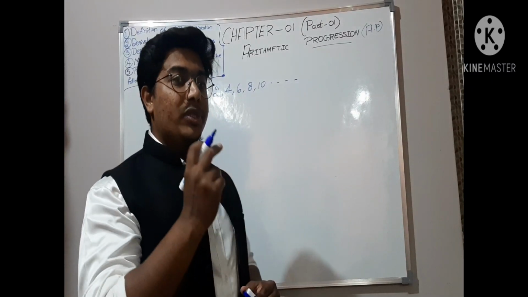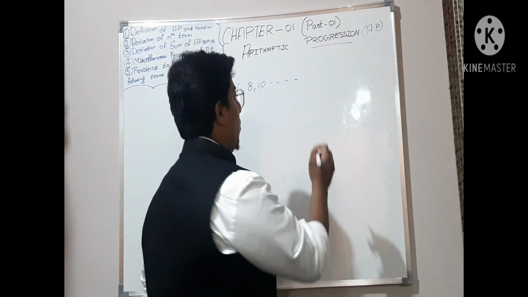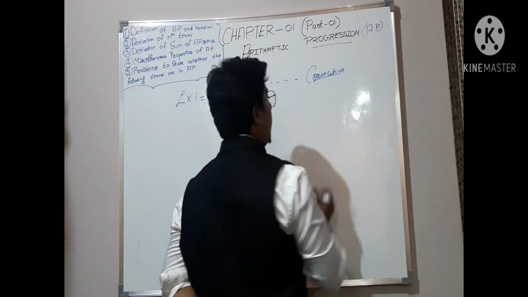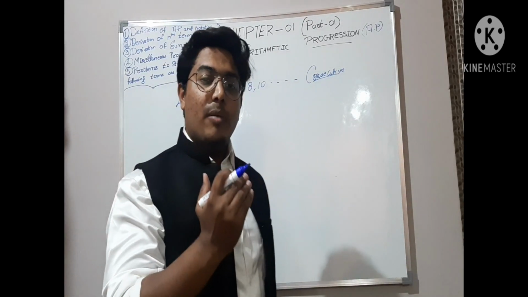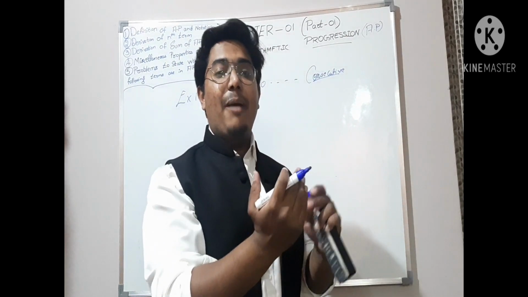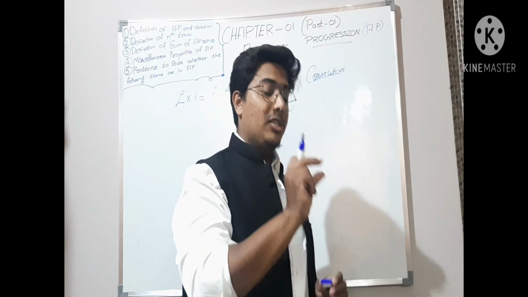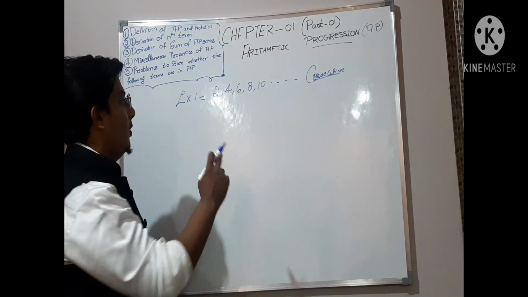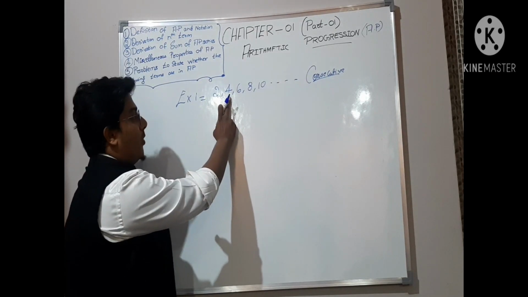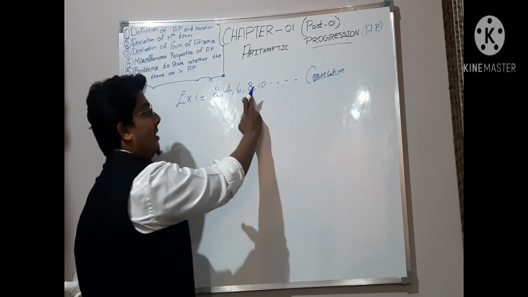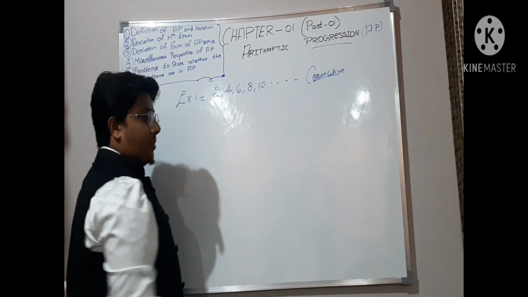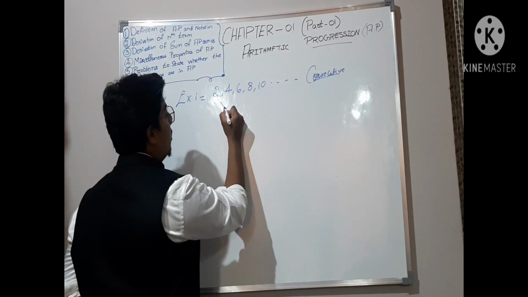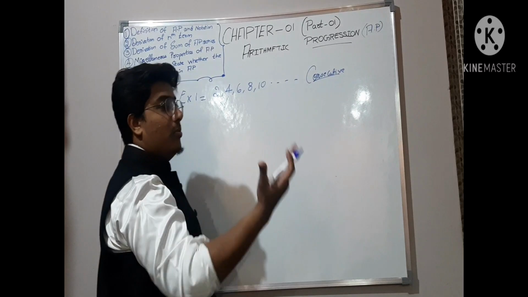We use the term consecutive in the definition of arithmetic progression. What is consecutive? Consecutive terms means the numbers coming one after the other without any gap between the numbers. That's why it is called consecutive. So in this series, the consecutive number to 2 is 4, the consecutive number for 4 is 6, for 6 is 8, and for 8 is 10. As per the definition of arithmetic progression series, the difference between two consecutive terms has to be constant.